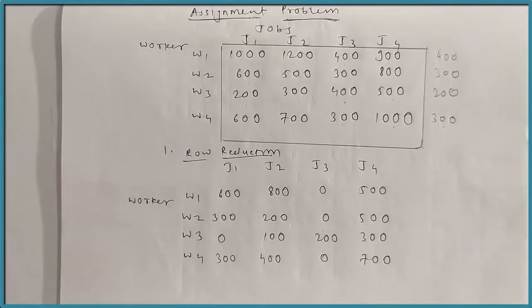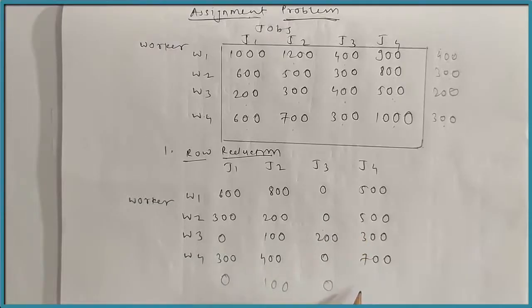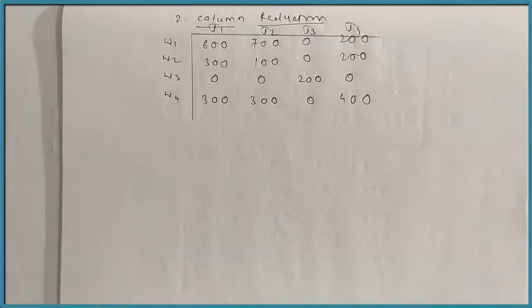The second step of the assignment problem is the column reduction. For the column reduction, first of all identify the smallest number in each column. In the first column, the smallest number is 0. In the second column, the smallest number is 100. In the third column, the smallest number is 0. And in the fourth column, the smallest number is 300. Now subtract the smallest number from each element of the column. After column reduction, our matrix will be like this.